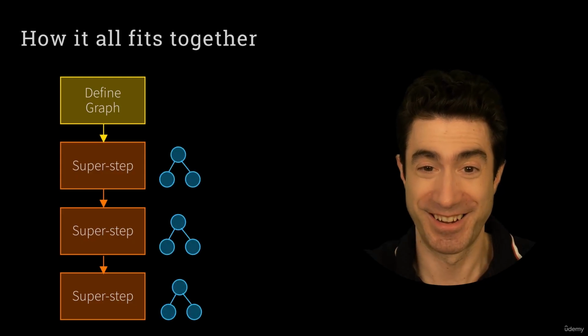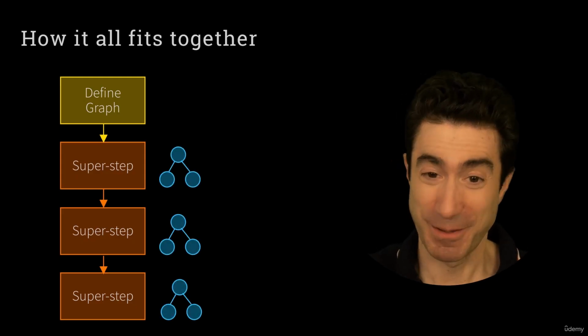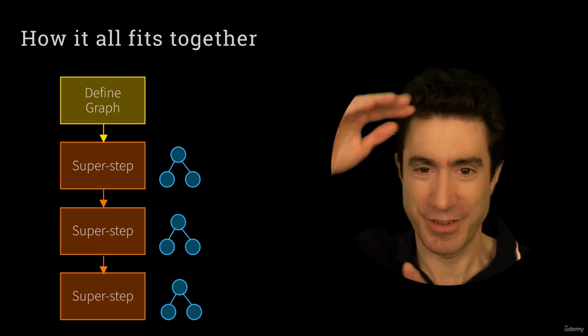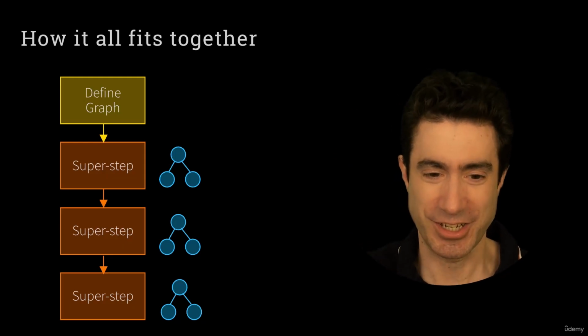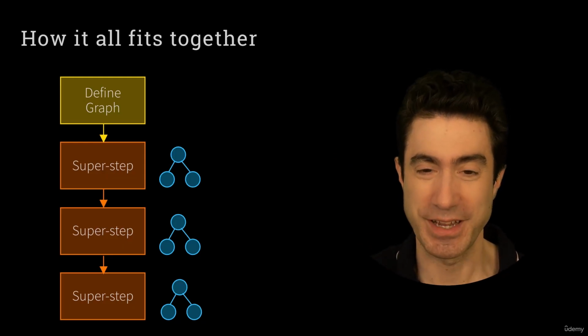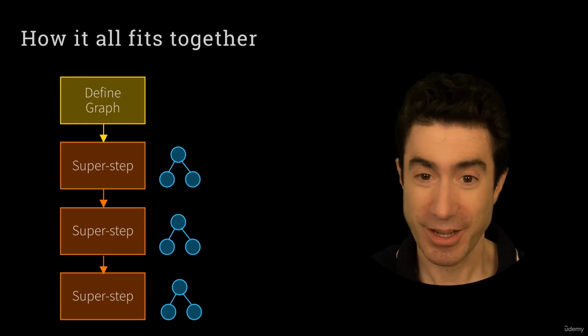So just to make that really obvious, I'm putting a little picture of a graph by each one. The whole graph is invoked each time. And that is what it means to have a super step. And why am I going on about this?